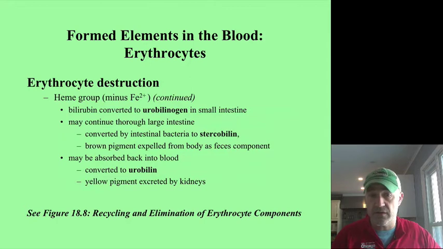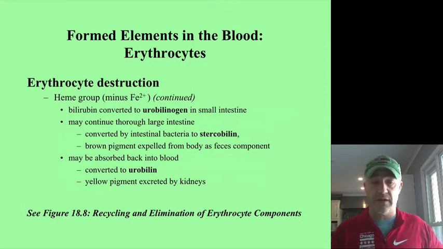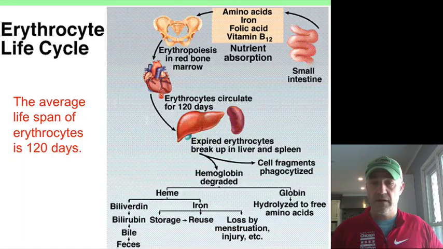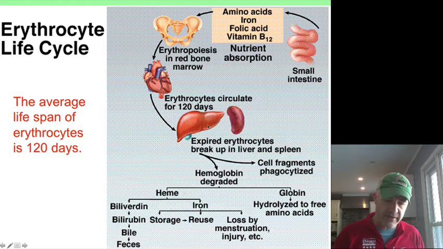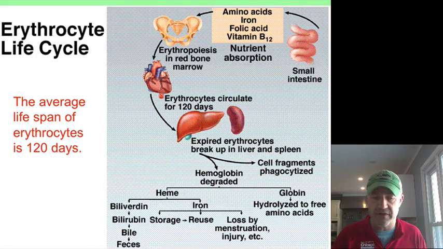Some of this is also converted to urobilinogen and then sooner or later to urobilin, and can also be excreted by the kidneys. So this is just showing that pathway. Again, the main thing that happens here is these cells get older. There are narrow areas that are very turbulent in the liver and the spleen, with high pressure in there. As these cells get older, the membranes get weaker, and they're trying to squeeze through a little spot and they just burst.